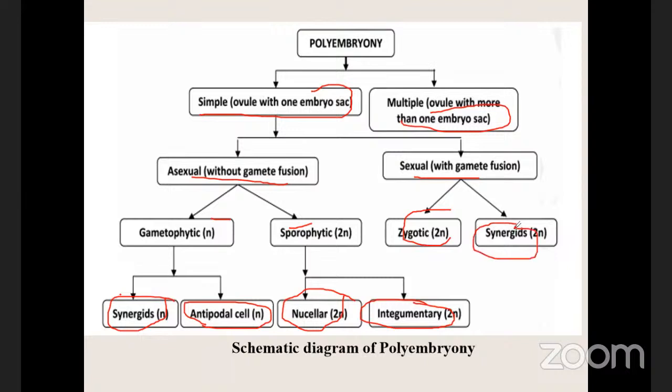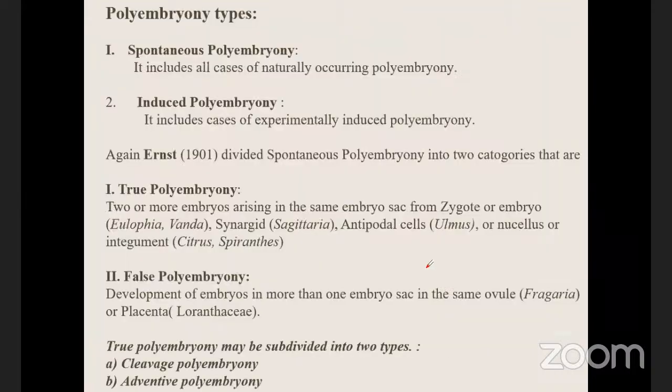It may be that polyembryony will take place. Usually, one seed has one embryo, but polyembryony is normal in citrus, lemon, and in mango. These two have common polyembryony. Polyembryony is basically of two types: spontaneous polyembryony and induced polyembryony.